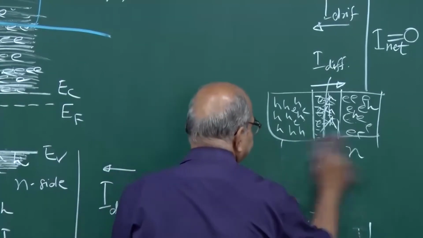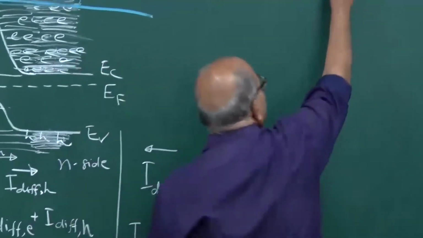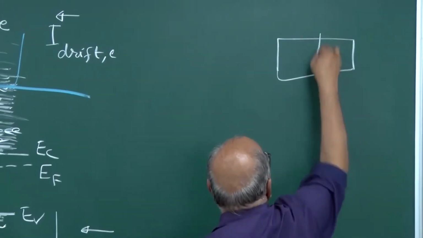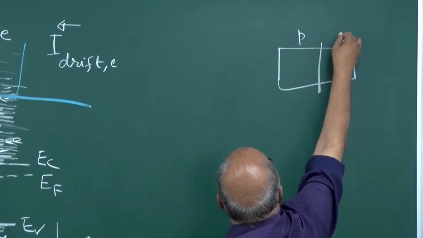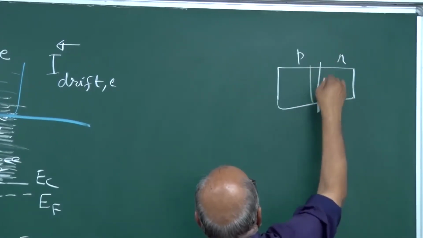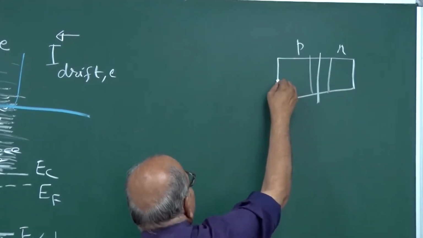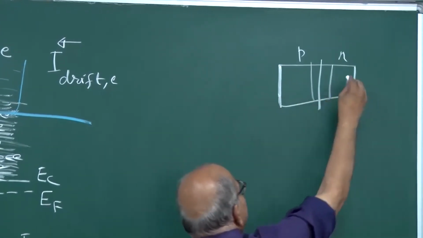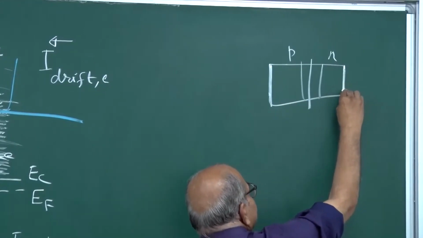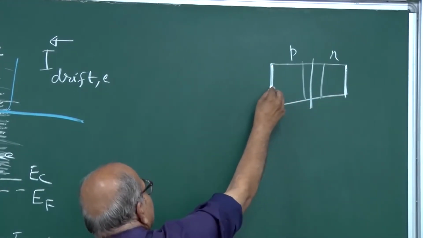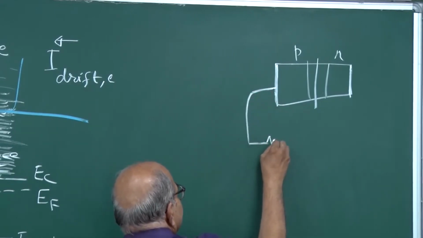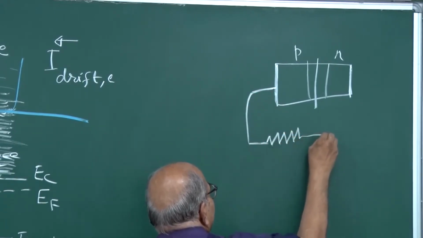So let me connect my PN junction to, here is a metallic contact, remember. Now this is important, we are going to connect it to the external world. So this is the metallic contact, and let us take a resistance and then a cell.